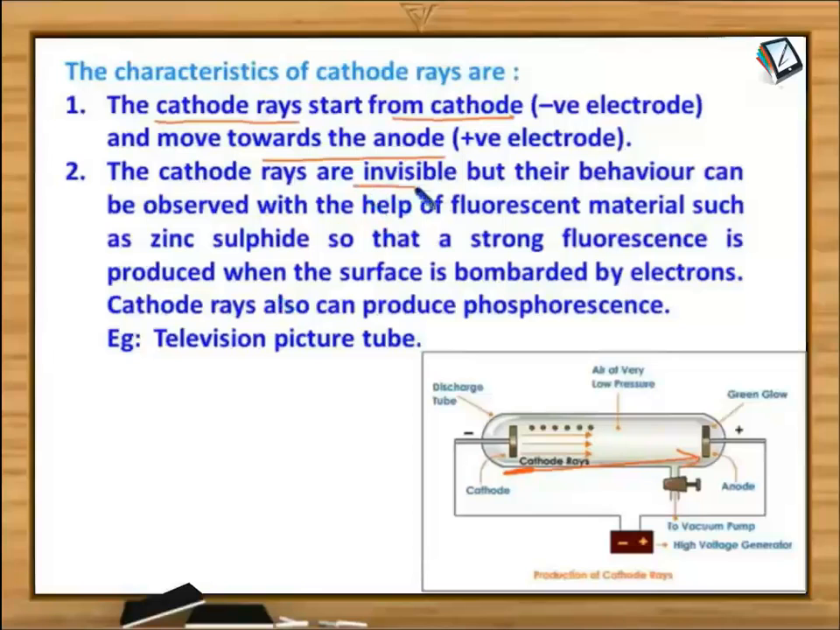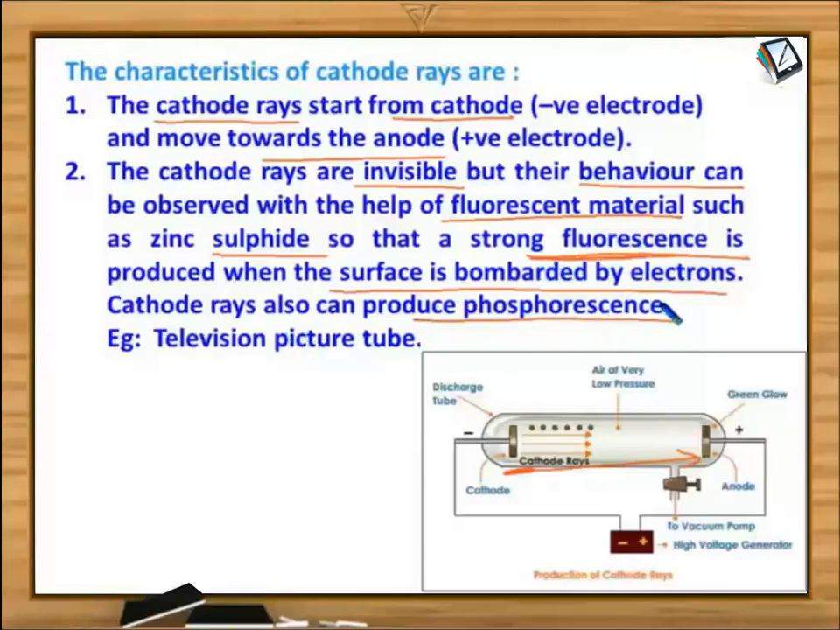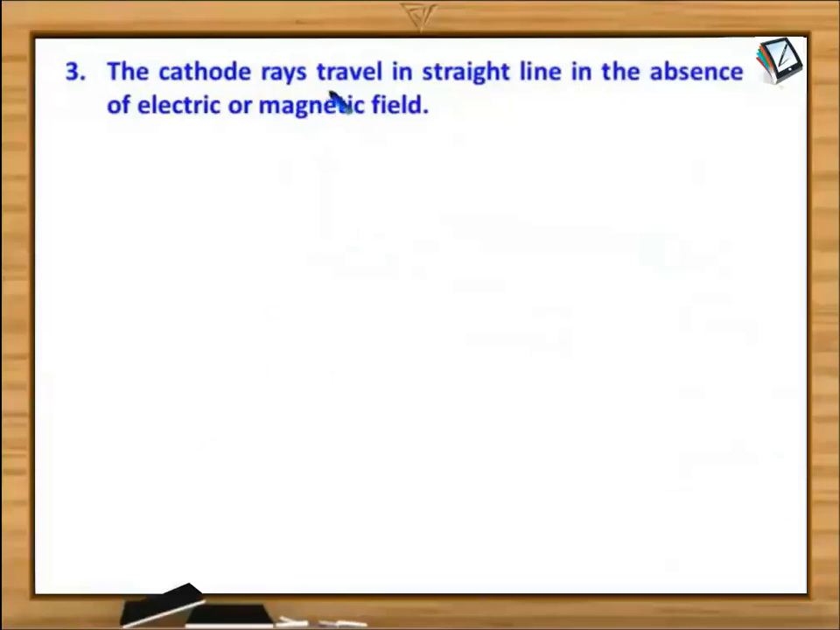The cathode rays are invisible, but their behavior can be observed with the help of fluorescent material such as zinc sulfide, so that a strong fluorescence is produced when the surface is bombarded by the particles. So whenever the cathode rays strike the zinc sulfide screen, we can observe the fluorescence there. Cathode rays can also produce phosphorescence. Example, television picture tube.